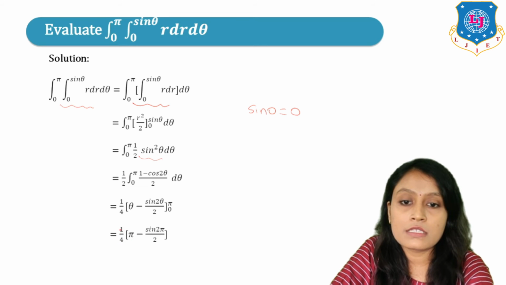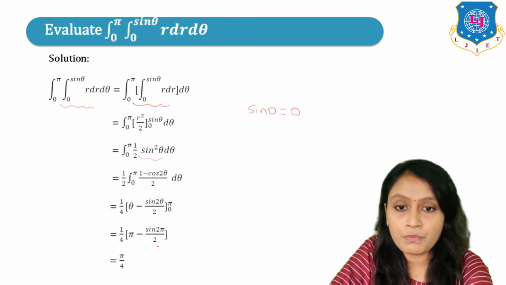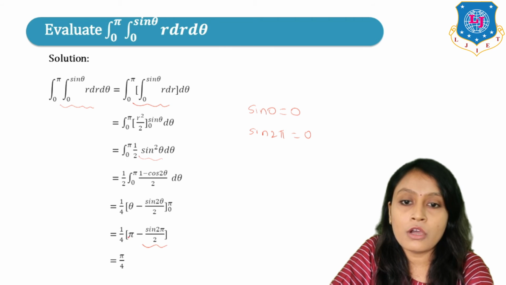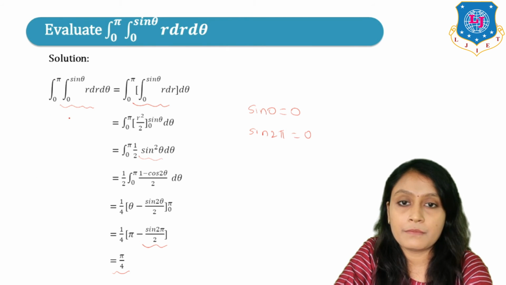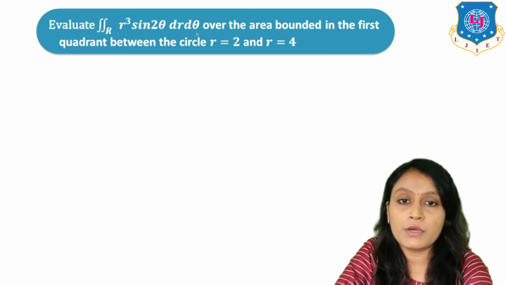So we have only this, that is 1 by 4 into pi minus sin 2 pi upon 2. We also know the answer of sin 2 pi is 0, so this term is gone. What remains is pi by 4. So this is your answer for this double integration. Now let's move to one more example.